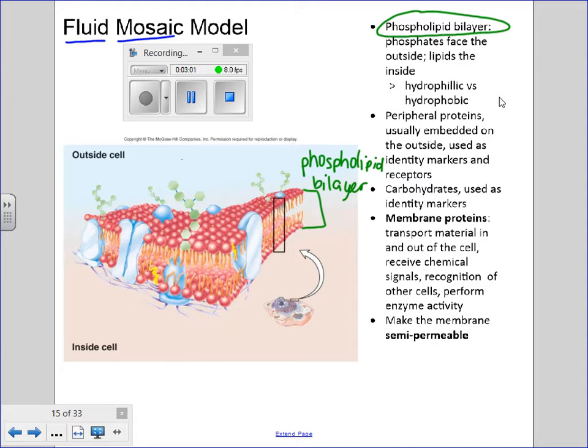Now, in the phospholipid bilayer, there's a couple of things going on. You have phosphates that face the outside and lipids that face the inside. And it's called a bilayer because there are two layers of it. So when I look at the picture of the cell membrane, and I'll just enlarge it a little bit, I see a whole bunch of circles with like two little dangly legs on them. The little circles are the phosphates, the little legs are the lipids.